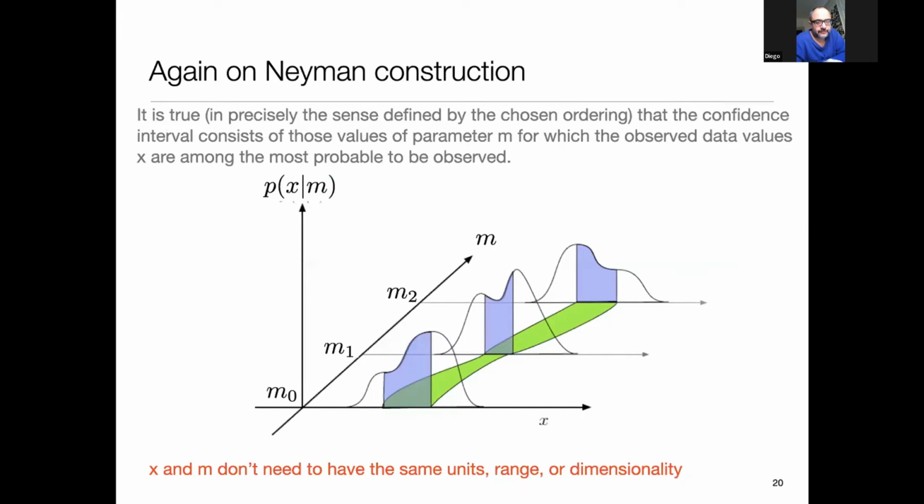Of course, these examples are simplified, and you have to think about this in a more general way. So X and M do not need to have the same unit, they do not need to have the same range, they do not need to have the same dimensionality, and they do not need to be proportional to one another, okay? But to explain at least the idea, it helps to reduce the problem to its essence, basically.